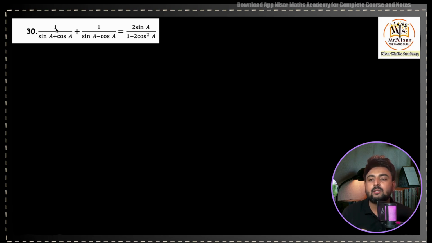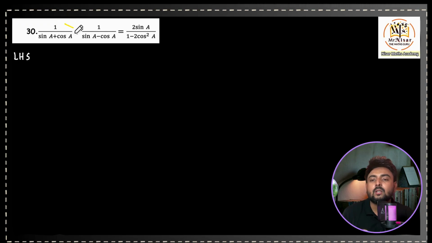The question is 1 by sine a plus cos a plus 1 by sine a minus cos a is equal to 2 sine a upon 2 cos square a. Okay, children, whenever you see such type of question, here again the denominators are not same. What we should be doing here, again we will be cross multiplying, and this question is quite simple. It's looking lengthy, but it's very easy. So if I start cross multiplying 1 into, see how you are going to do the cross multiplication.